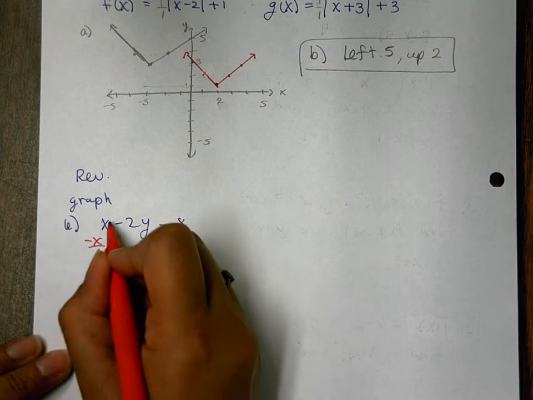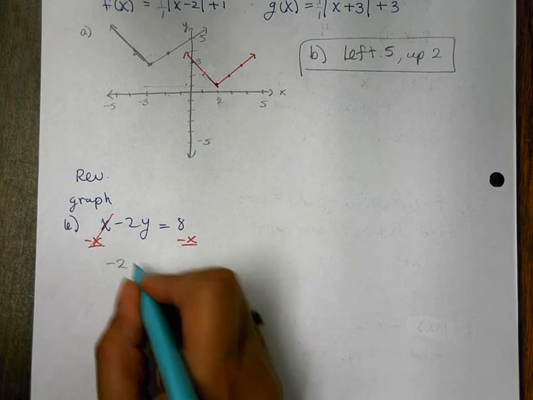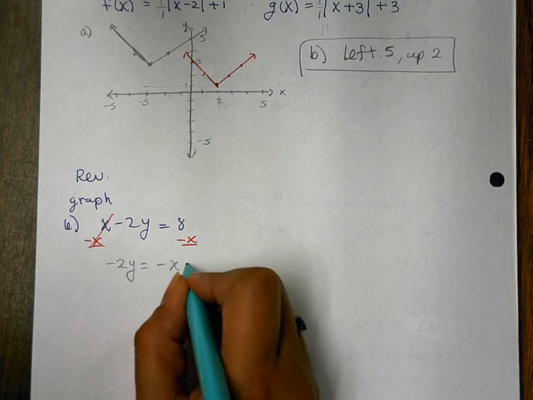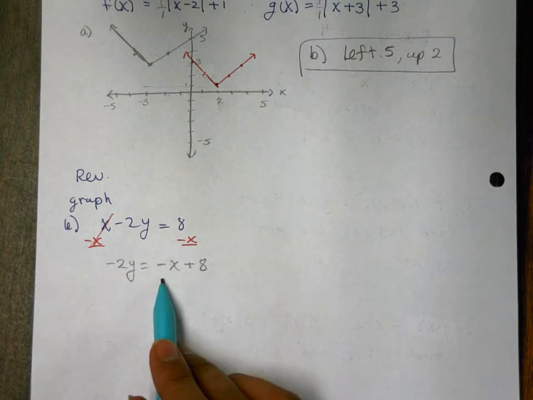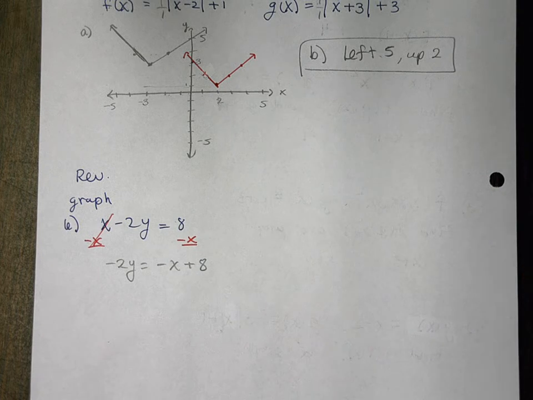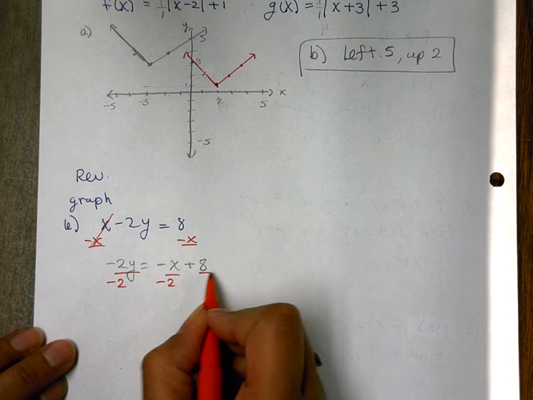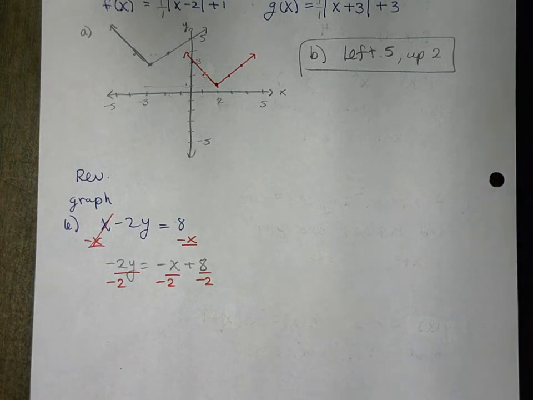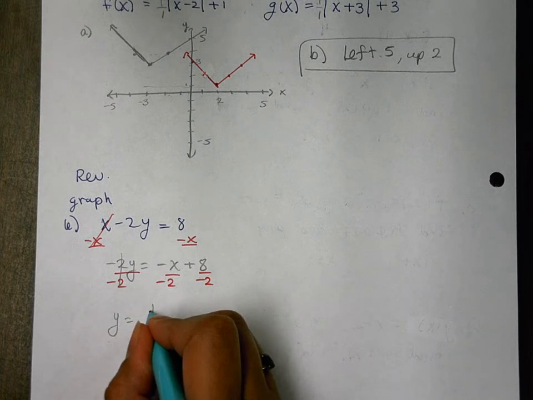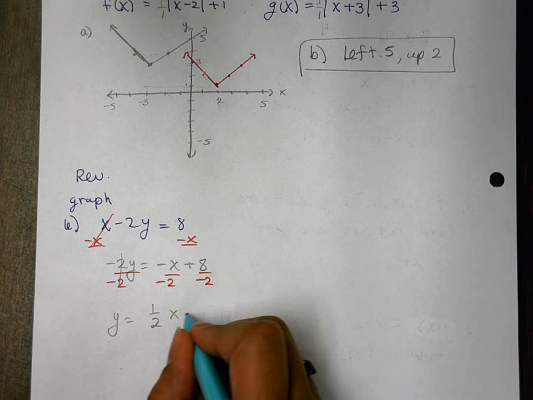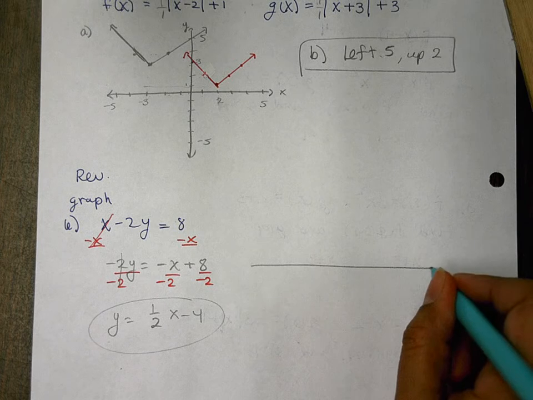X and 8 are not like terms, so I cannot subtract them. It's not negative 8x, but I am going to write it like this, only because that's the way we're used to seeing it, the variable first. And since it's negative x. Since 8 is positive, it's plus 8. And then I'm going to divide everything by a negative 2, and I do them individually like this. You could do one big one, but since we're going to be graphing, we're going to want to reduce. Positive 1/2 x minus 4. And that there is what we're going to graph.